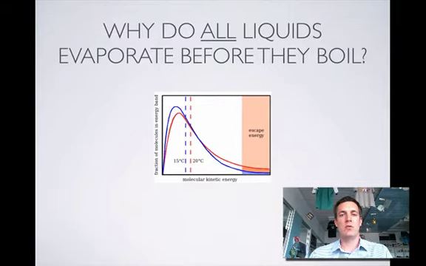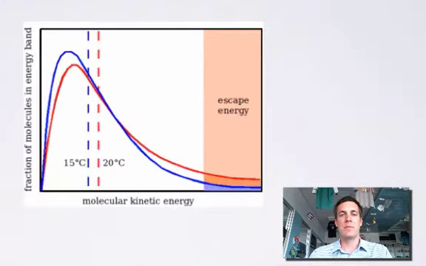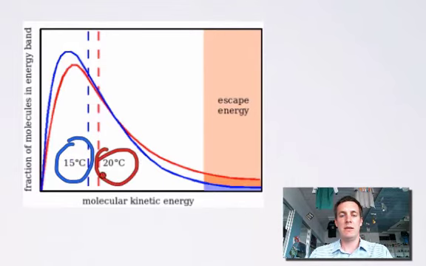Okay, so why do all liquids evaporate before they boil? In other words, why will a puddle be here today but gone tomorrow, even though it never gets anywhere near 100 degrees centigrade? Well, let's look at this one energy distribution curve and the two lines on it. We've got a blue line at 15 degrees centigrade and a red line at 20.